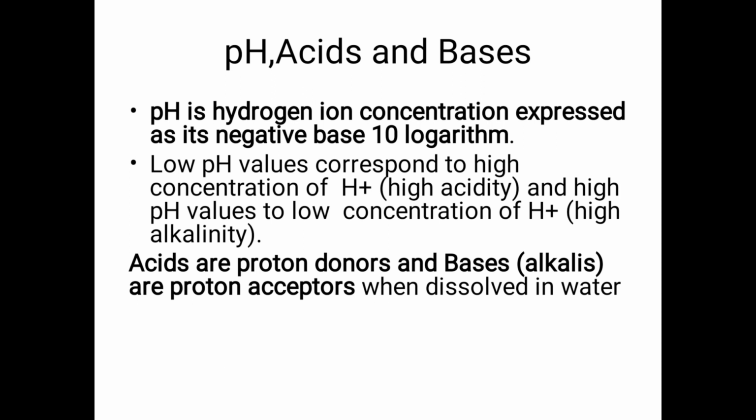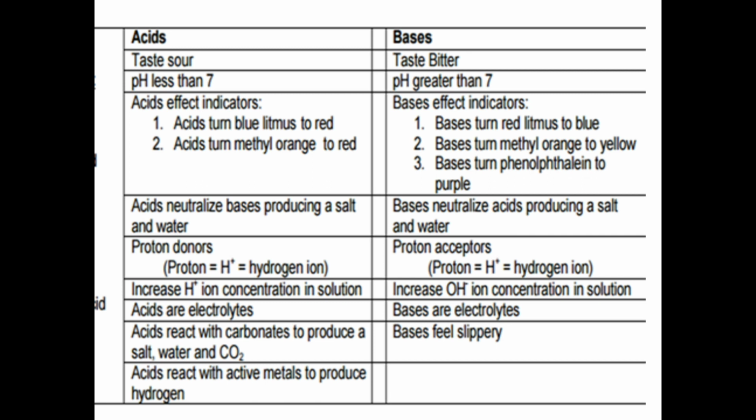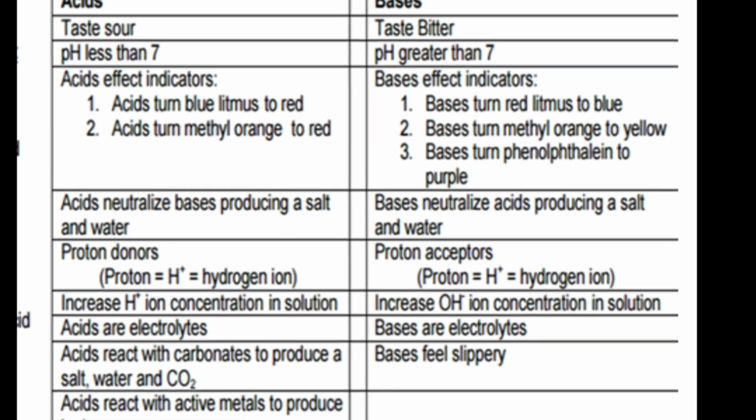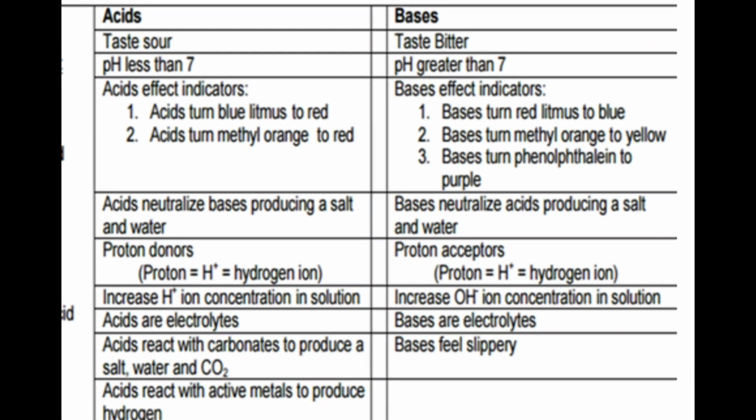This is just refreshing. What is the definition for acid and base? Acid is a proton donor and bases are proton acceptors when dissolved in water. What are the properties of acids? Acids taste sour, bases taste bitter. The pH of acid is less than 7 and the pH of bases is greater than 7.